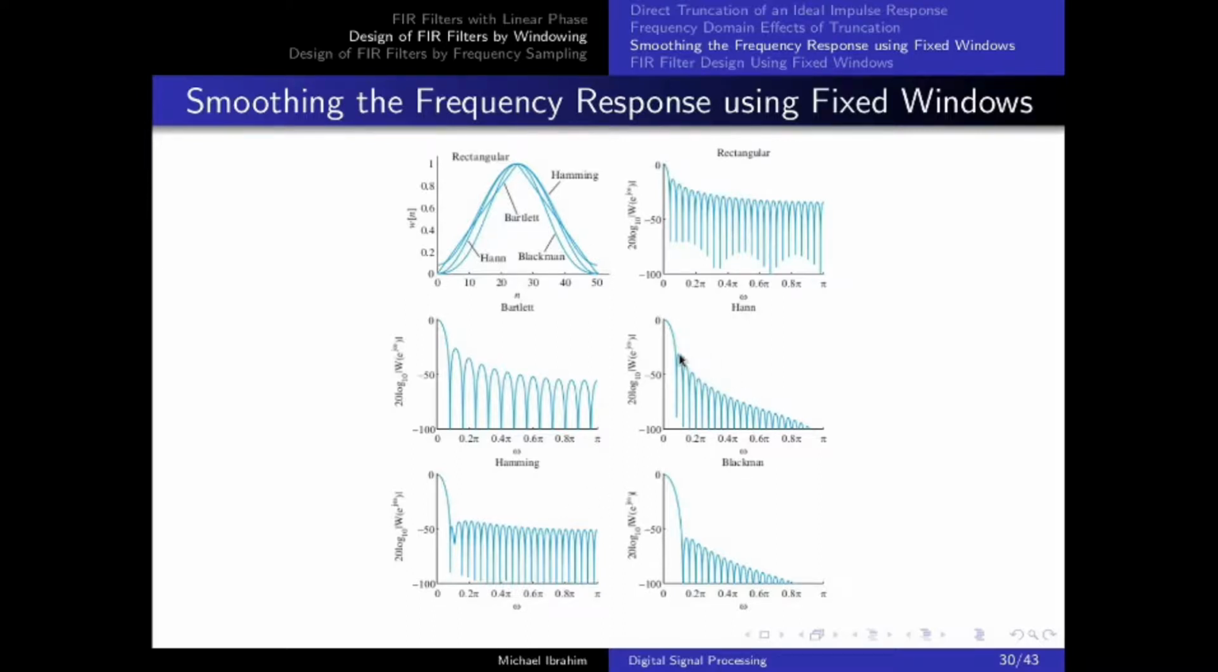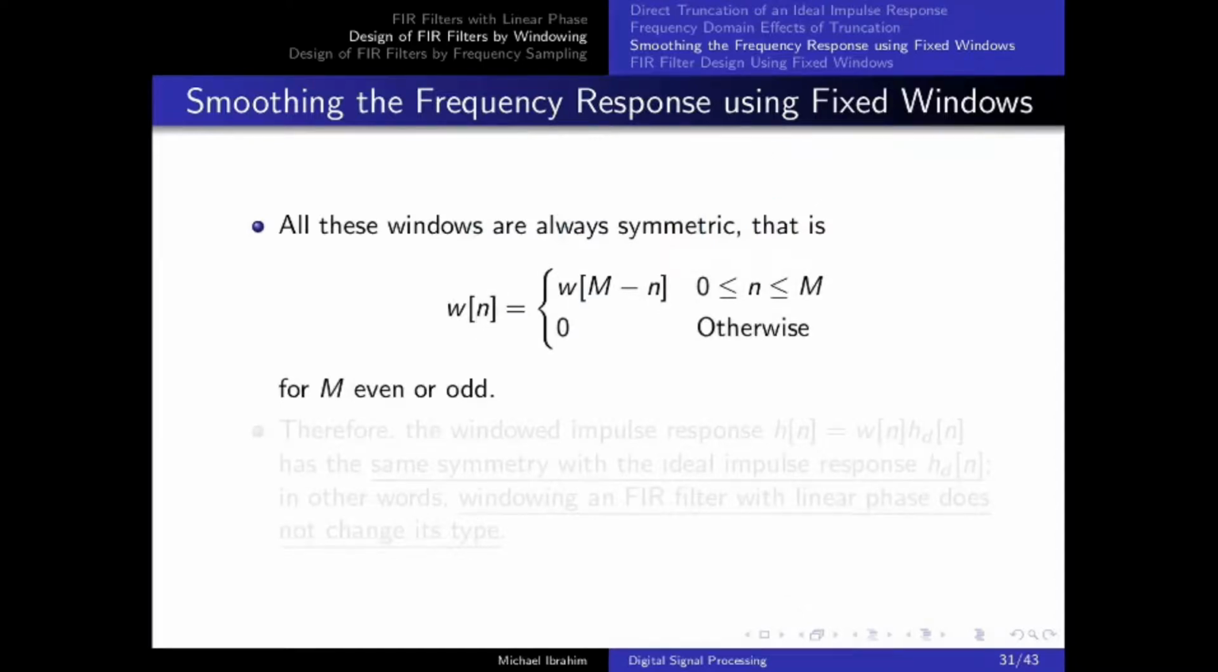It starts at minus 30 or so and gradually decreases. The Hamming provides almost a constant, flat minus 50 decibel attenuation in the stop band, and the Blackman is even minus 60 or so. So as you can see, using different windows will provide different levels of attenuation in the stop band, different levels of ripples if you wish. And here we emphasize the fact that these windows are always symmetric, that is w of n should be equal to w of m minus n for the entire duration of the pulse, which is from n equal to 0 up to n equal to m.